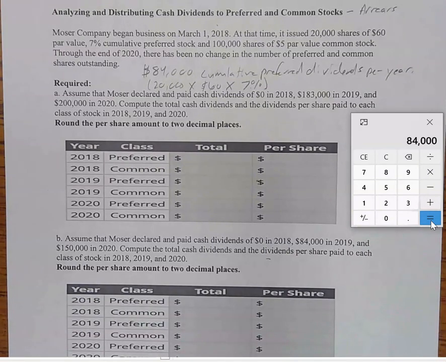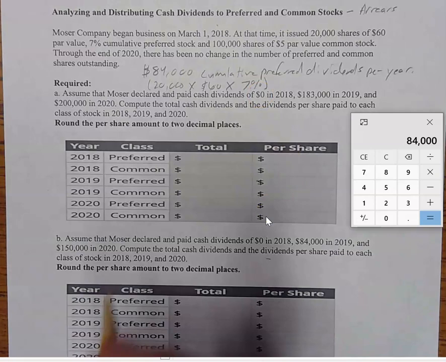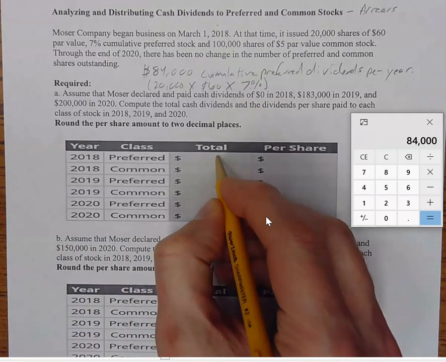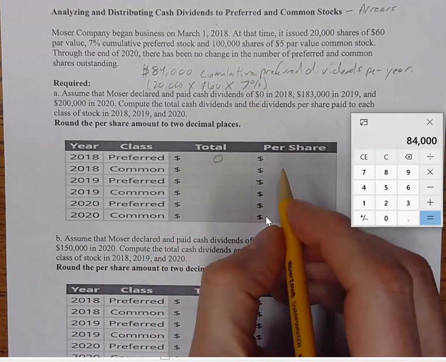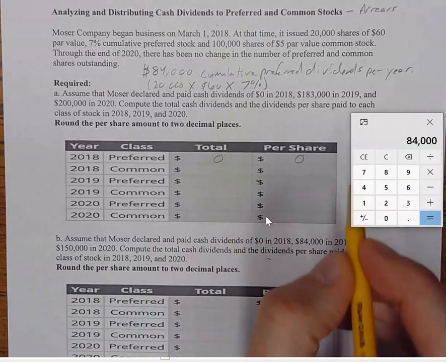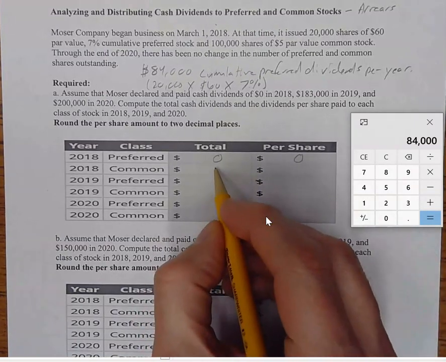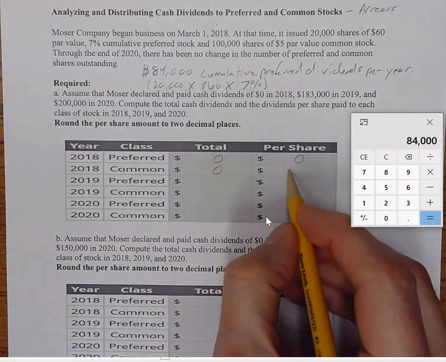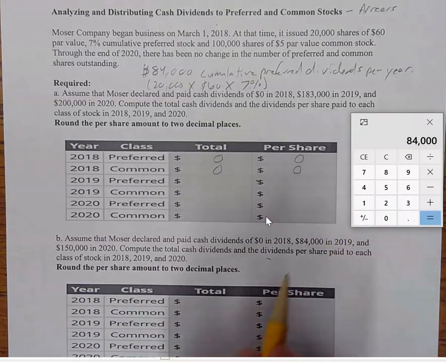So in 2018, it says that they paid 0 dividends. So this doesn't take us any kind of effort at all. The amount going to preferred stockholders is 0, and the amount per share is going to be 0. And the same thing is going to be true for common stock. Okay.